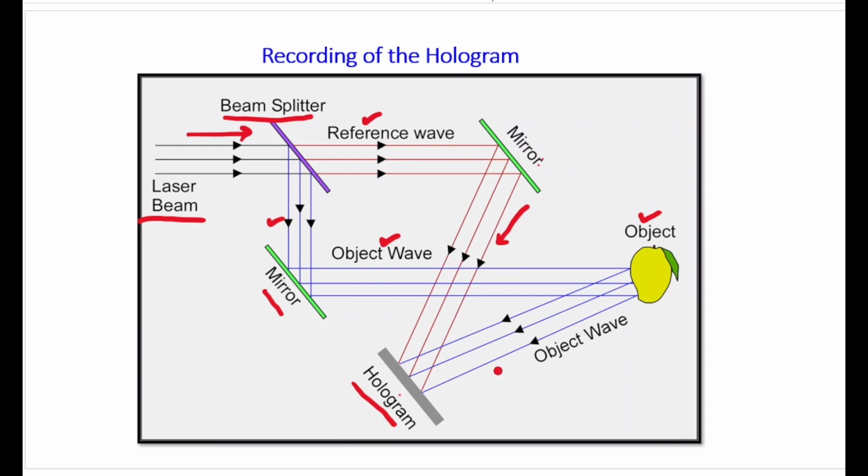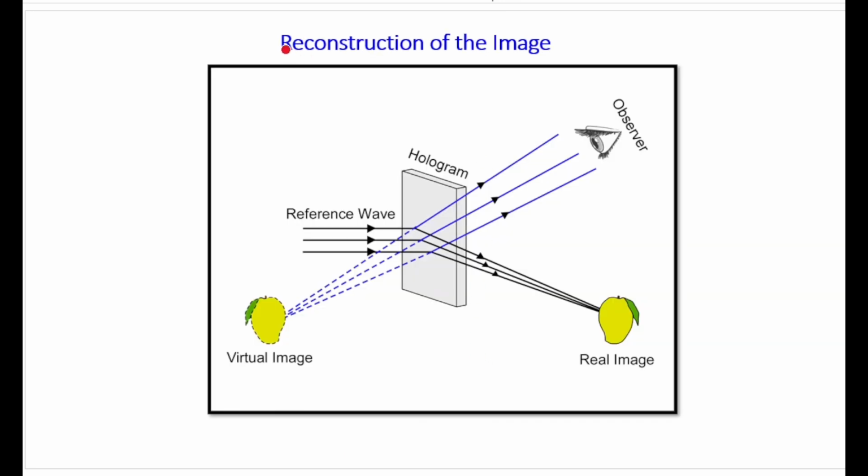Next we will discuss the reconstruction of the image from the hologram. Like an ordinary photographic plate, the hologram can also be developed. This hologram contains the interference pattern and the information of the object, that means both the phase information as well as the intensity information. It is illuminated by a coherent laser beam which has the same wavelength as the original laser beam, which is known as the reconstruction wave or reference wave, and sometimes also known as the readout wave.